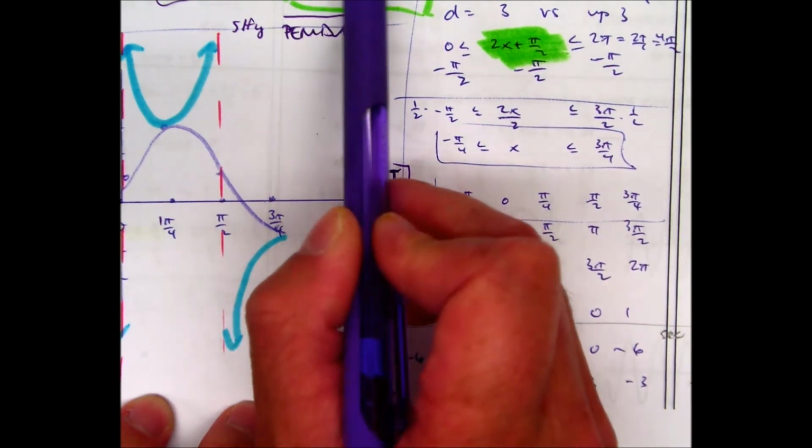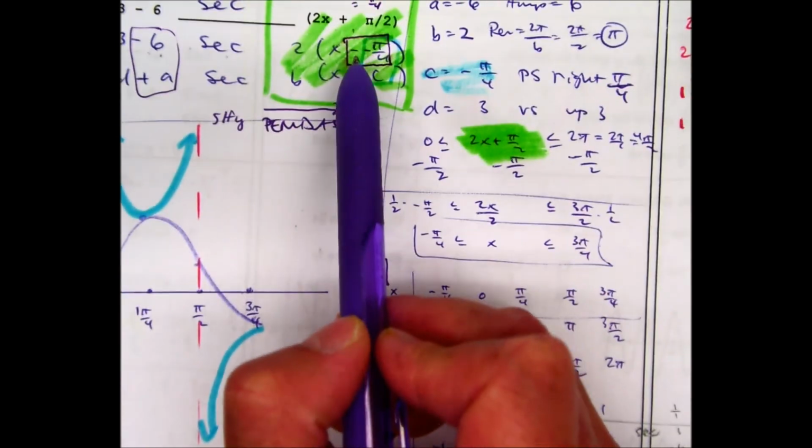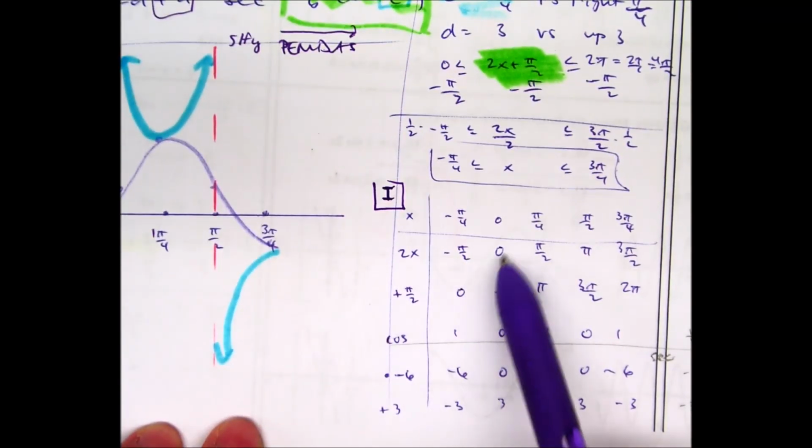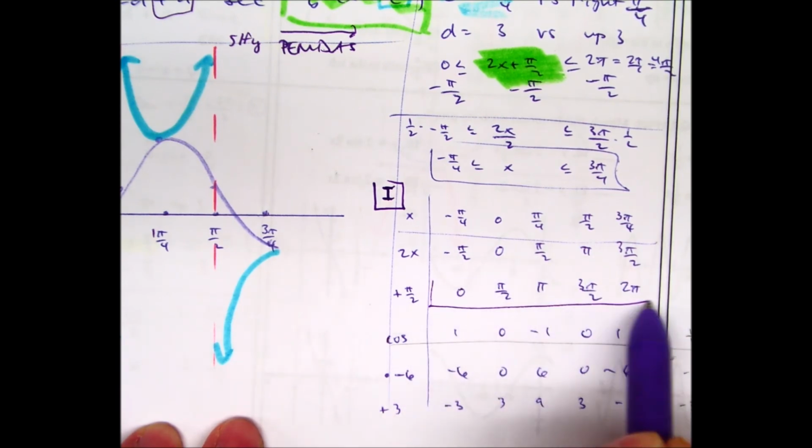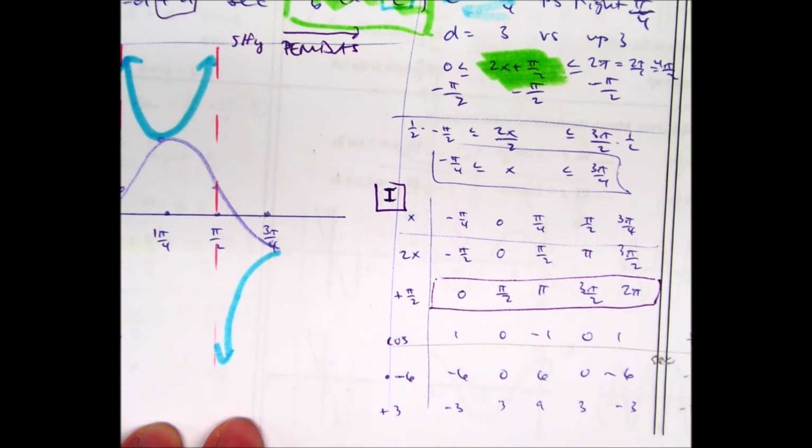The next thing I'm going to do is now add pi over 2 to each of these values. And when I do that, I get the golden row for both sine and cosine. These are the quadrantal angles. Cosine at 0, make sure you use your unit circle.